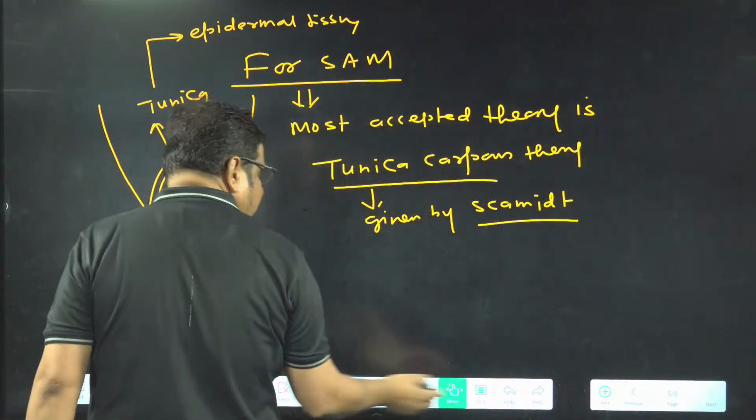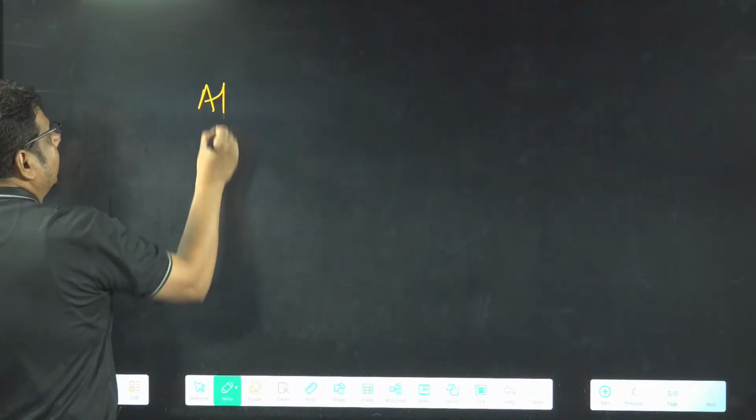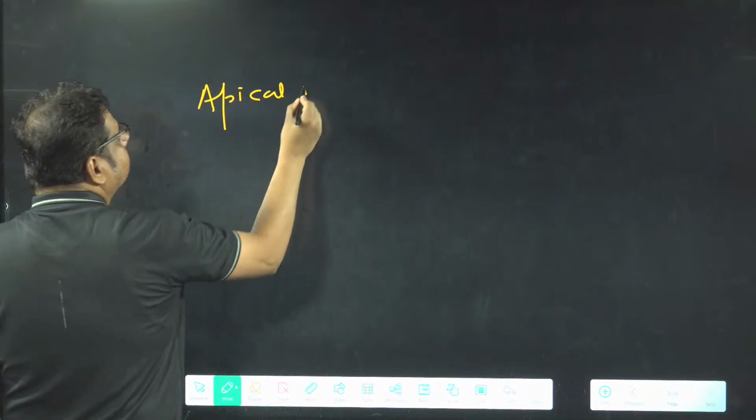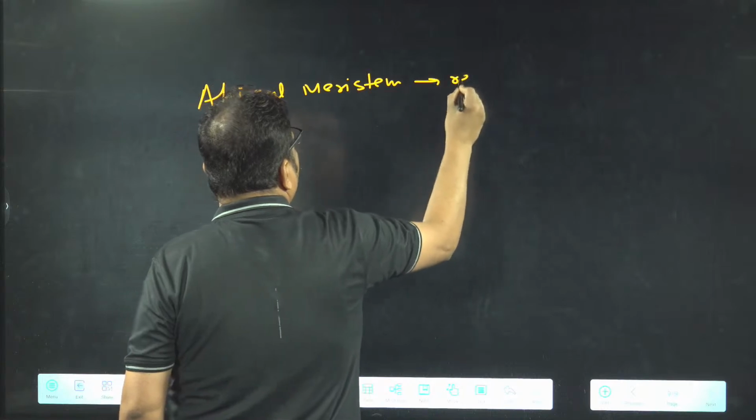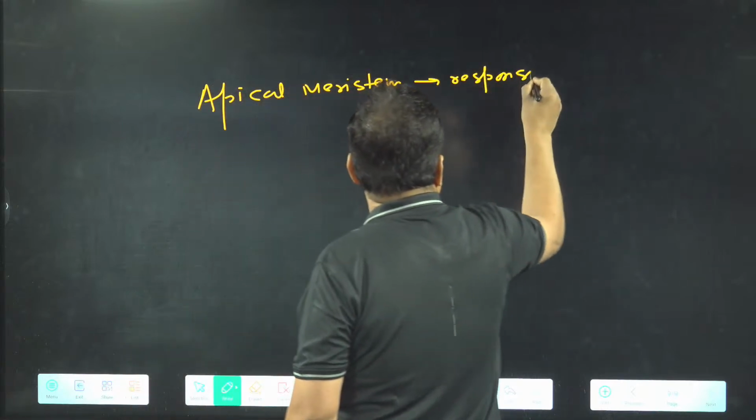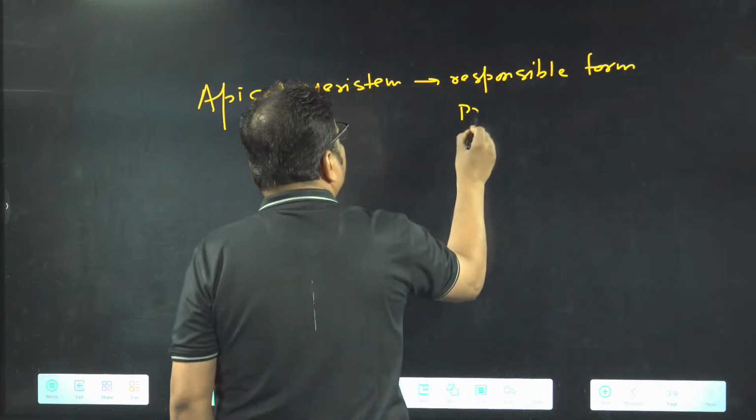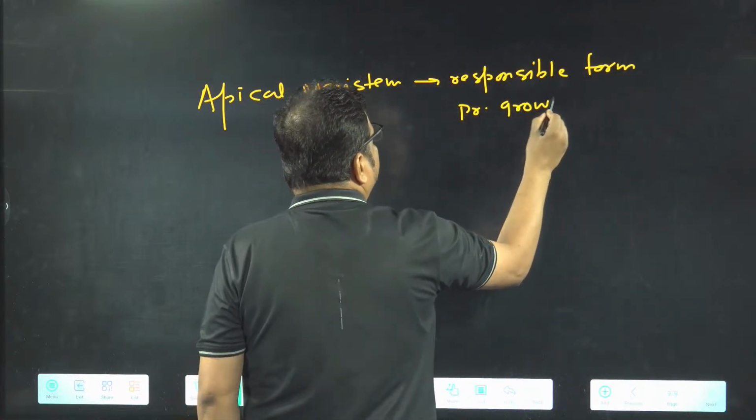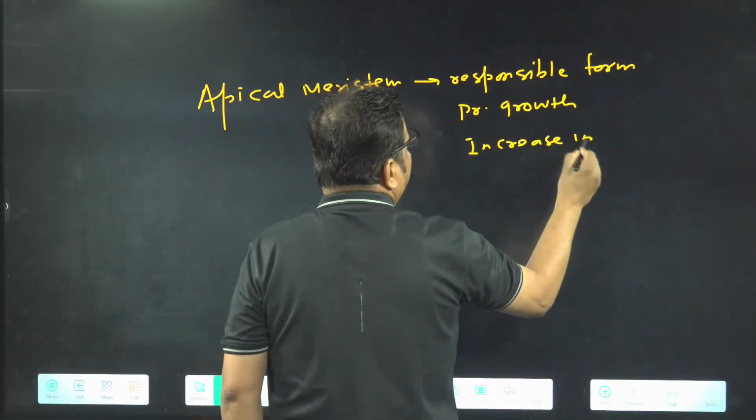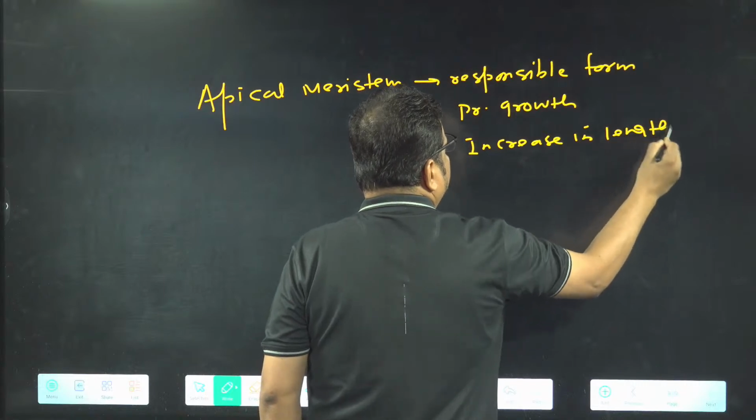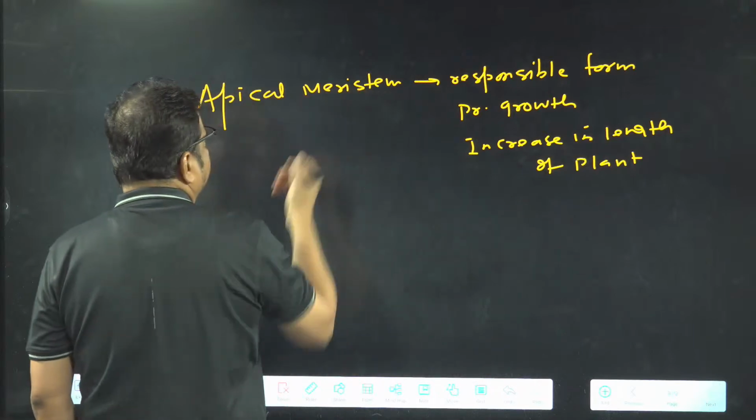Now apical meristem, intercalary meristem, lateral meristem. Have a look. Apical meristem is responsible for primary growth and increase in length of plant. I told many things about apical meristem.